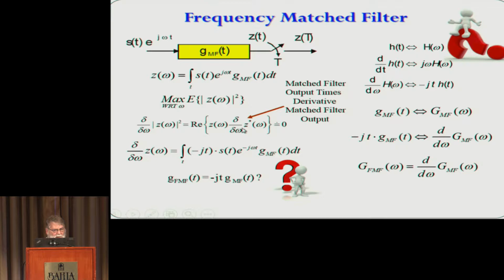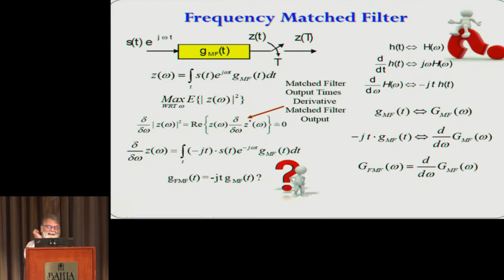If I do the derivative of this with respect to omega, the most amazing thing happens. With respect to omega, you get a minus jt as part of the match filter. So minus jt times the original derivative match filter is your frequency domain optimum match filter. And you look at that and you have no idea what that means. I didn't initially. But we make this observation.